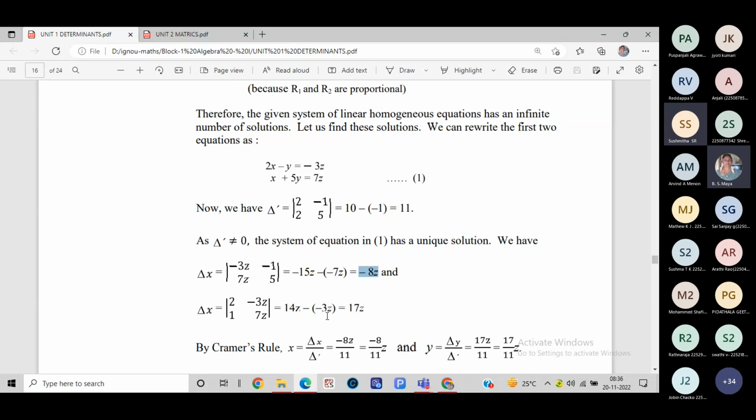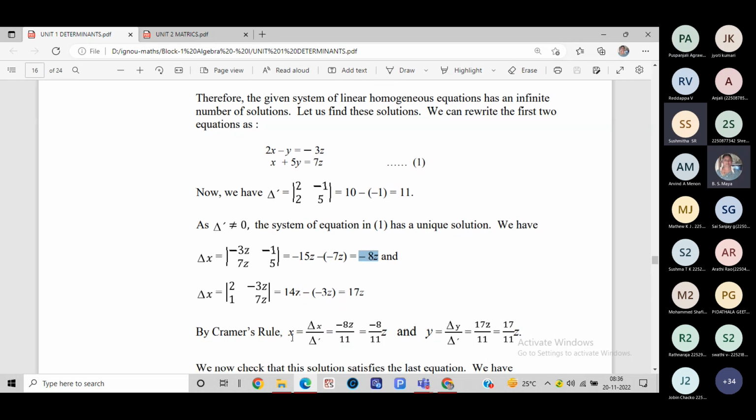What is the Cramer rule? Cramer rule is x is equal to delta x by delta dash, according to these two equations. Correct, right? X is equal to delta x by delta dash. What is delta x? Minus 8z. What is delta dash? 11. We found it. So now minus 8 by 11 z I got. I can't simplify further. This is the final answer, minus 8z by 11. What is y? Delta y by delta dash, 17z by 11. Clear?